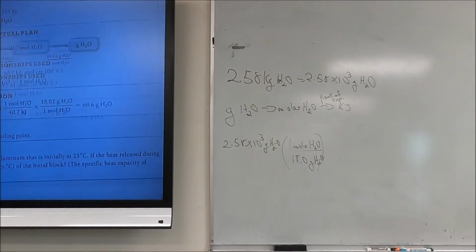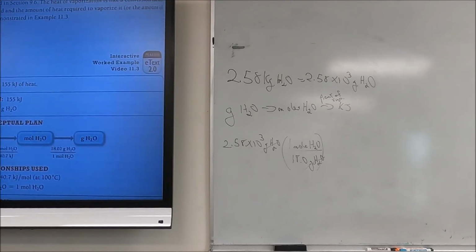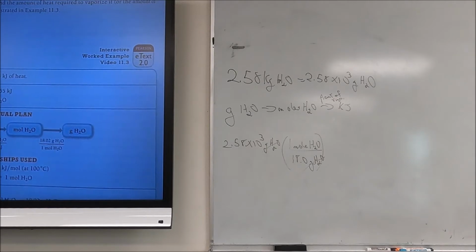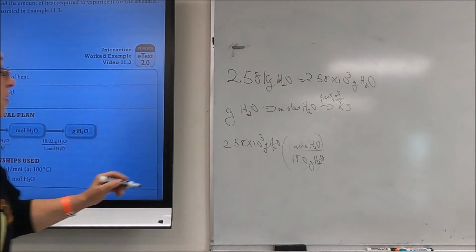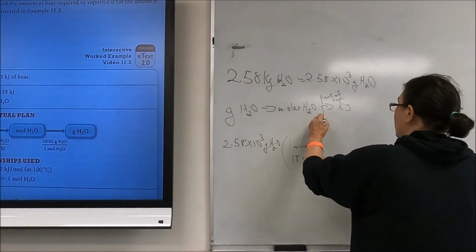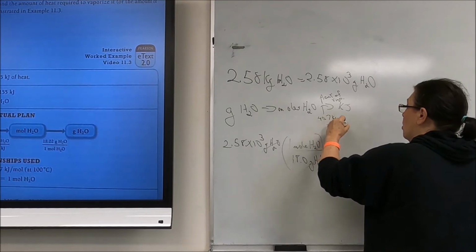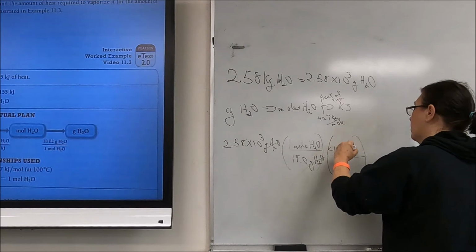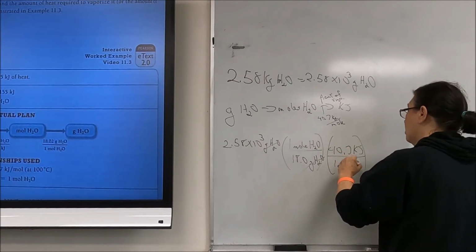So if I look up heat of vaporization, the heat of vaporization of water is 40.7 kilojoules per mole. So the heat of vaporization here is 40.7 kilojoules per mole. So that's what I'm going to use here. 40.7 kilojoules for every 1 mole of water.